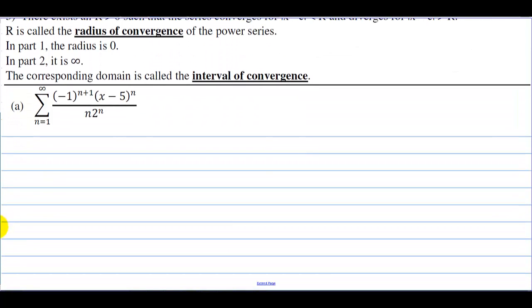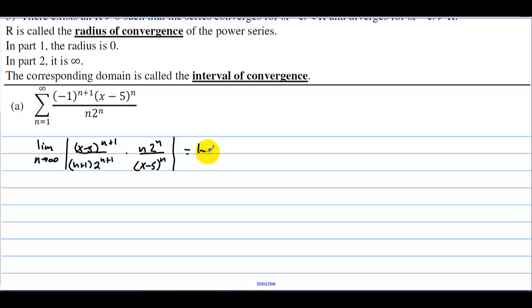Let's look at letter A. We have the sum from n equals 1 to infinity of all this stuff here. We're going to use the ratio test to decide what x has to be for this to converge. So we have the limit as n approaches infinity of the absolute value of x minus 5 to the n plus 1 over n plus 1, times 2 to the n plus 1, times n times 2 to the n over x minus 5 to the n.